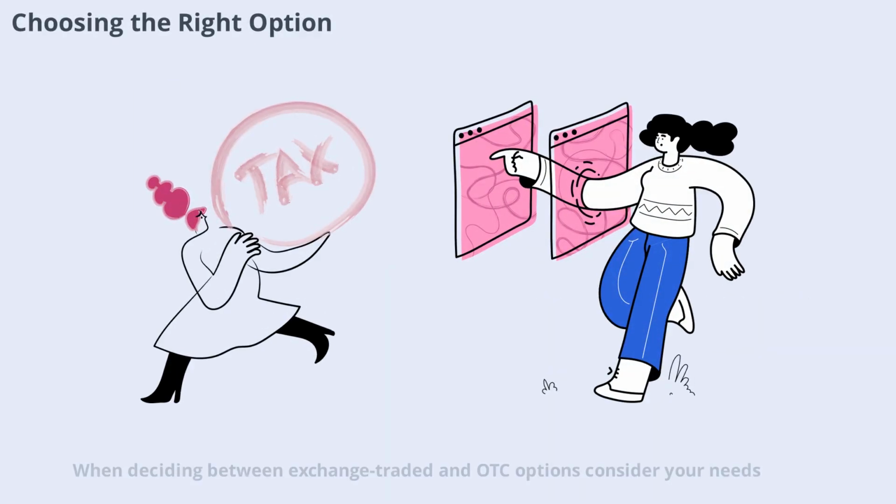In deciding between exchange-traded and OTC options, consider your needs. If you require a highly customized contract, OTC may be suitable, but be aware of the risks. For most traders and hedgers, exchange-traded options offer a balance of flexibility, transparency, and safety. Assess your objectives, risk tolerance, and market access before choosing the best instrument for your strategy.